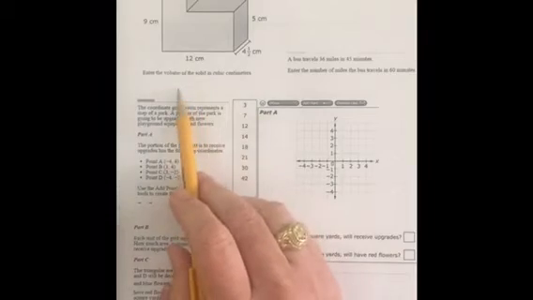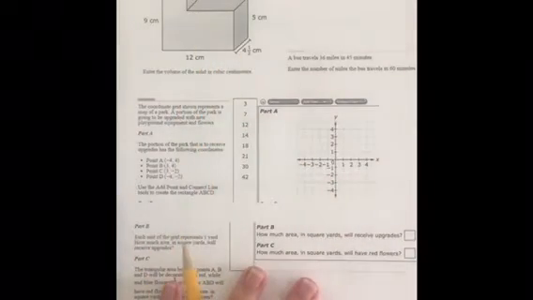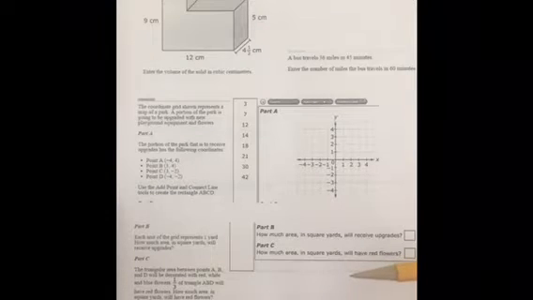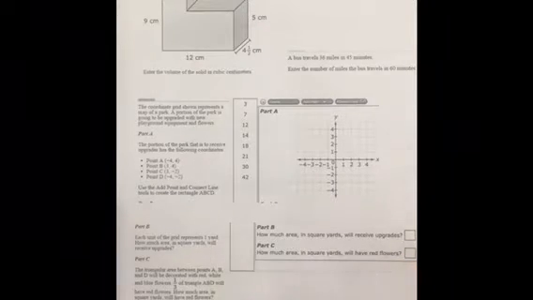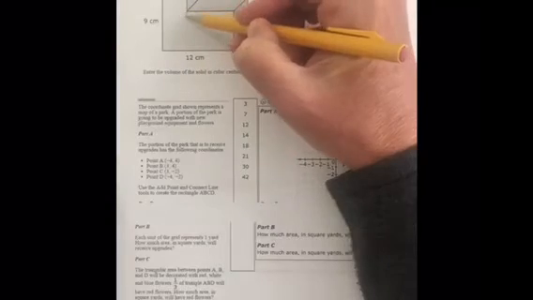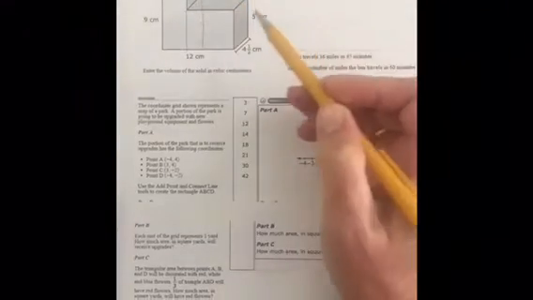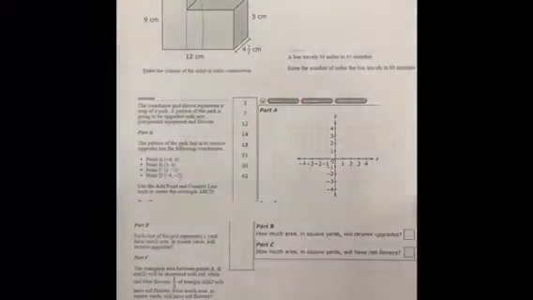The next one deals with volume of an irregular shape. The first thing you're probably going to want to do is break this into pieces that are rectangles or squares that are easy to find the volume. So I'm going to break mine up like this, so that then I'm looking at this tall piece and this short piece.